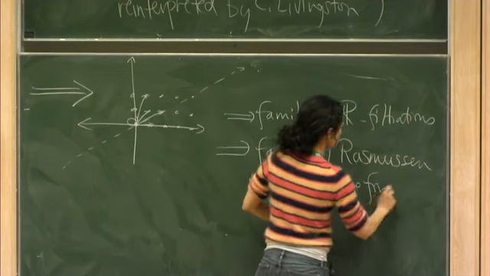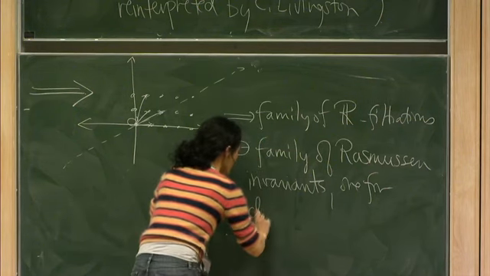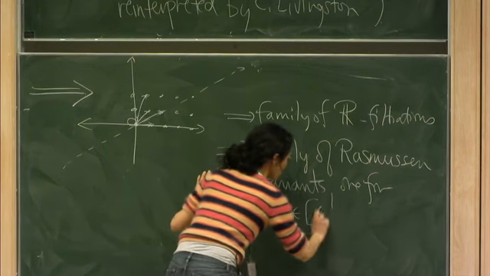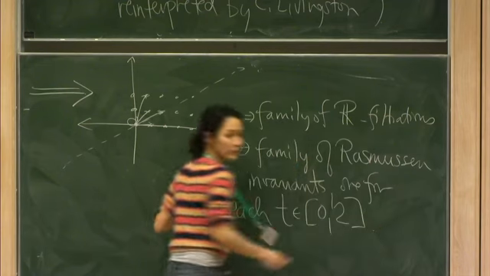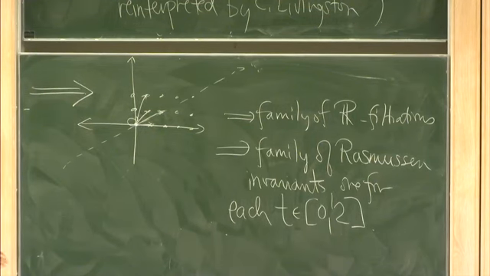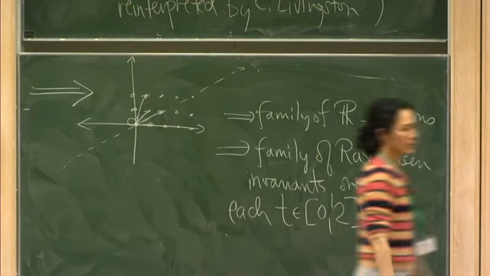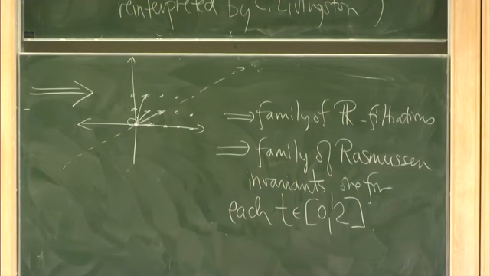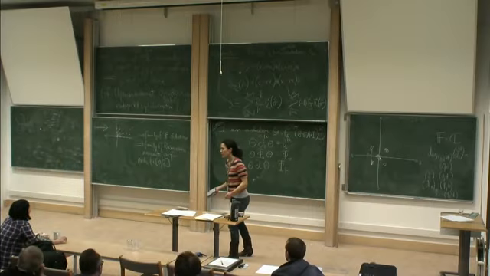One for each t in the interval, real number t in the interval 0 to 2. Okay. How do you promote z squared to R?